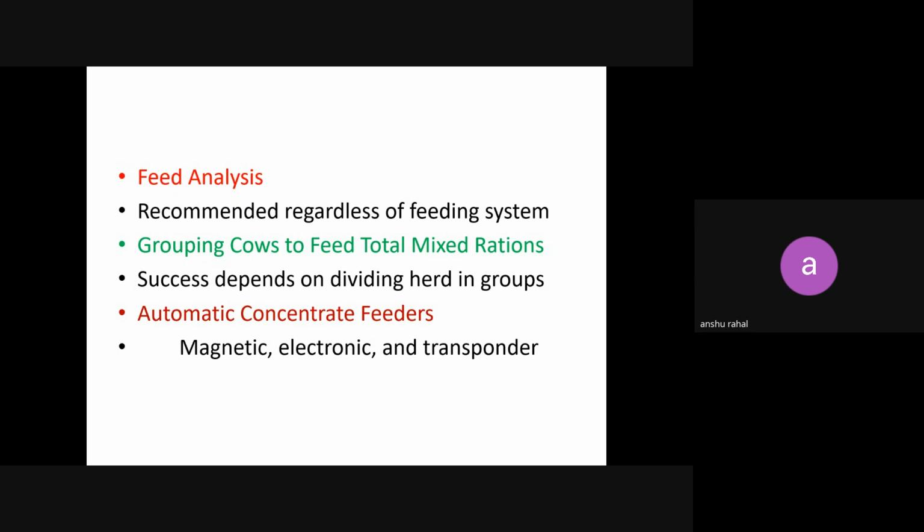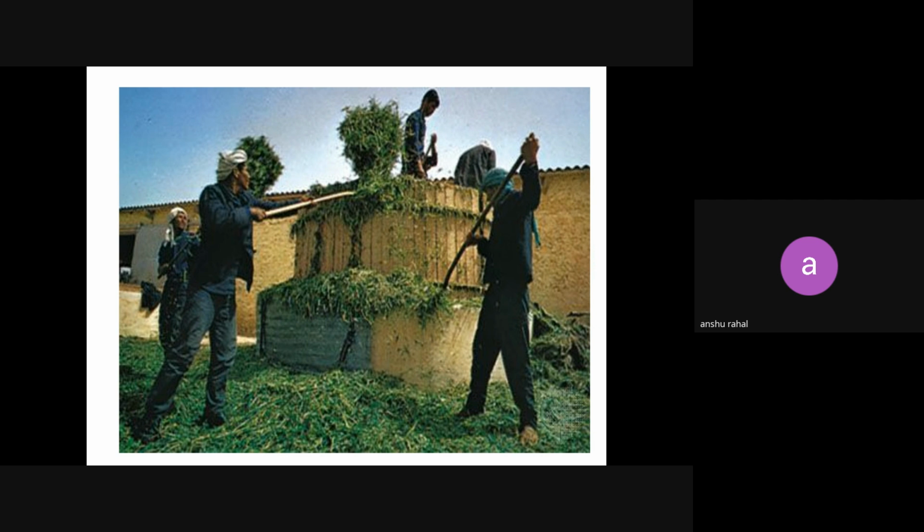And usually we go for grouping of the animals to feed total mixed ration, and the success depends on dividing the herd into groups. Then there are different feeder systems. They may be magnetic, electronic, and the transponder system.